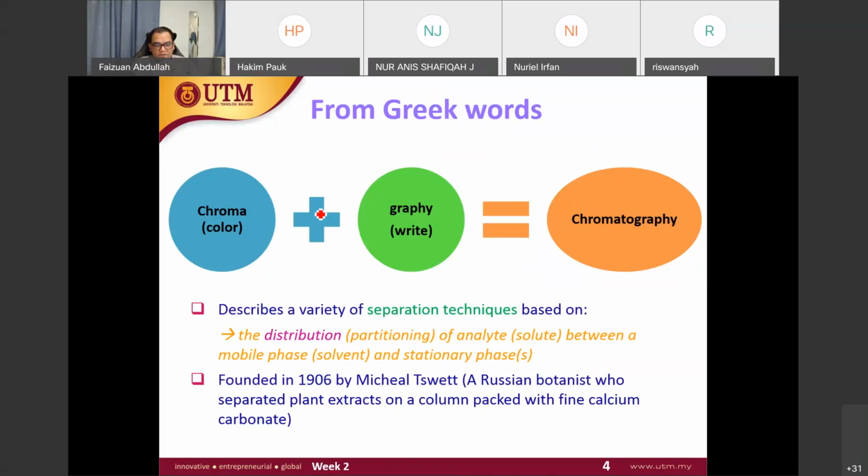This technique was founded in 1906 by Michael Tswett, a Russian botanist who separated plant extracts on a column packed with fine calcium carbonate. The column packed with fine calcium carbonate is which phase, mobile phase or stationary phase? Does the column move? It's still there, right? It's stationed there. So it's the stationary phase. The column packed with calcium carbonate is the stationary phase.